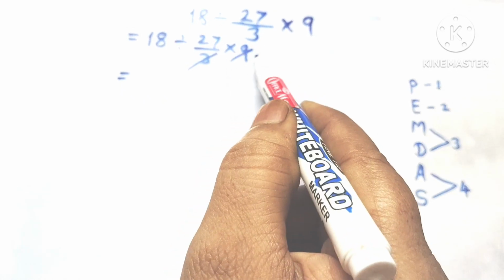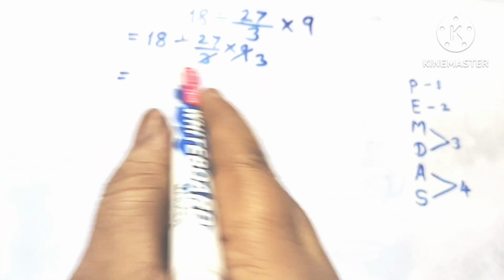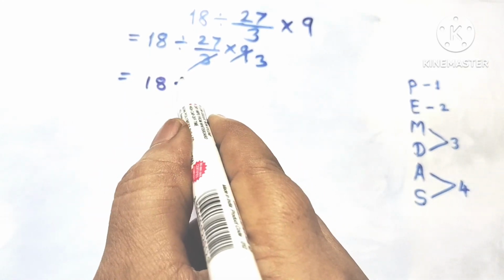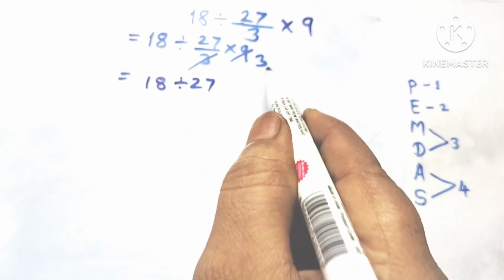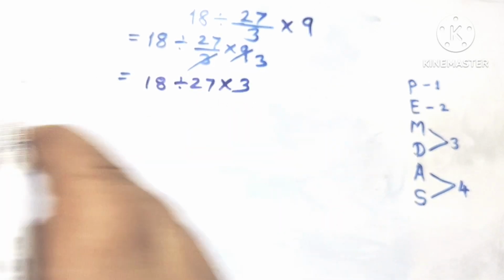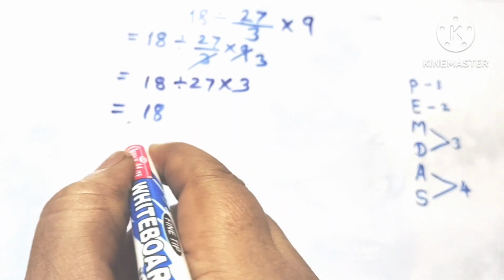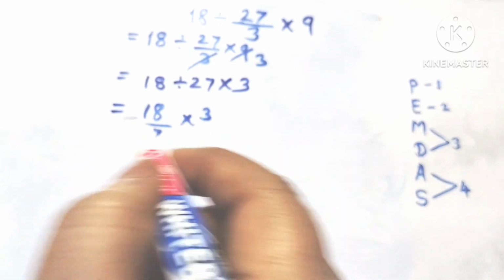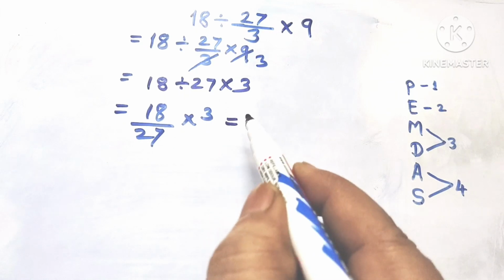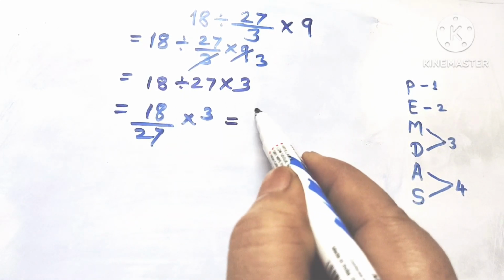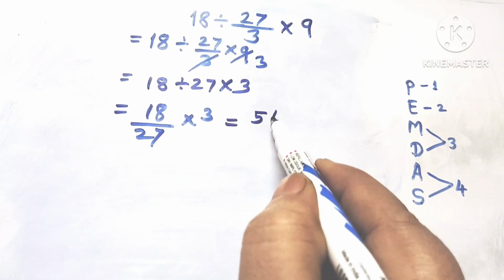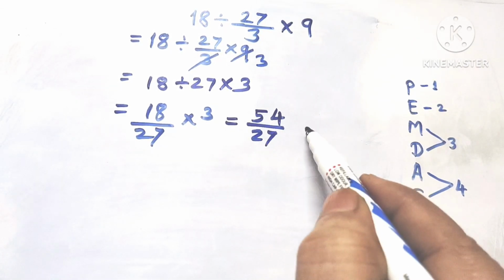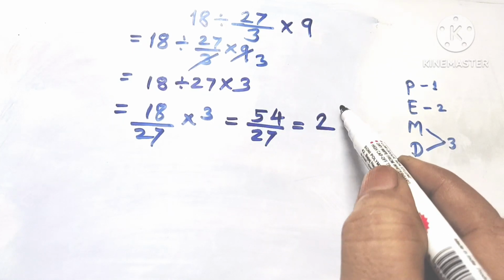3 times 3 becomes 9, which is equal to 18 divided by 27 times 3, which is equal to 18 divided by 27 times 3. Numerator multiplication is equal to 54 upon 27, which is equal to 2.